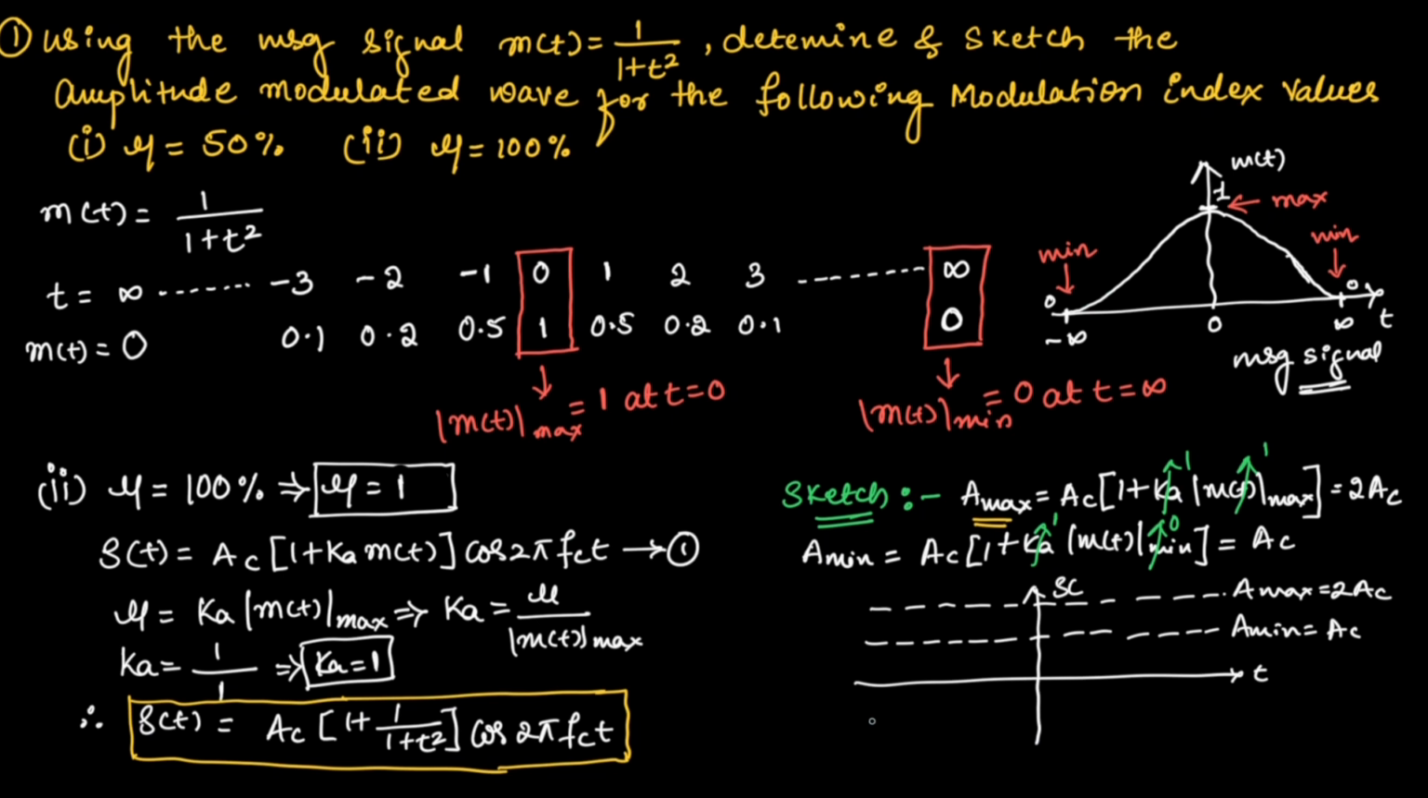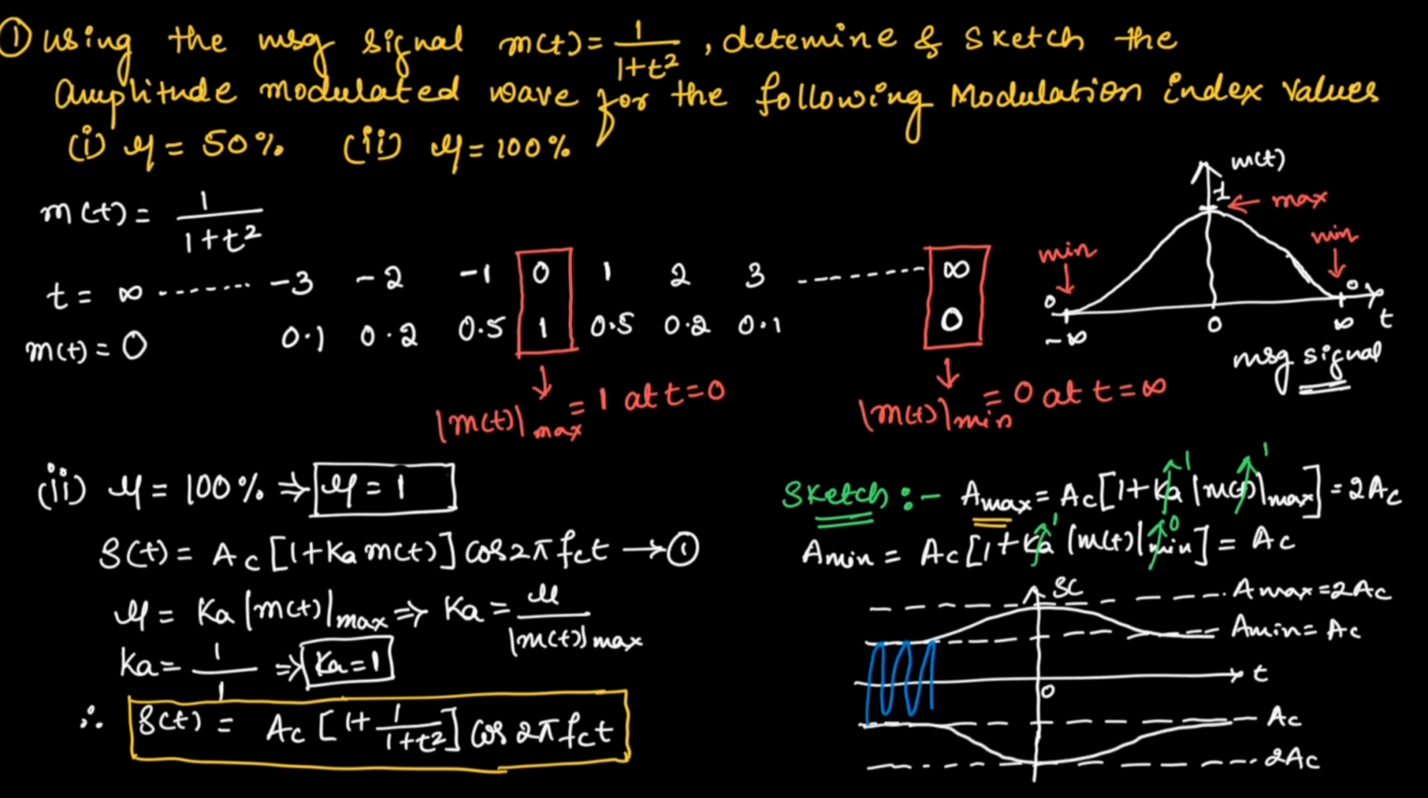Again, in the negative half we can take AC and 2 AC. So the maximum value of the waveform will be at t is equal to 0, minimum value at infinity. So we can write the waveform like this. So we can write the carrier signal, which is AM modulated. So this is the sketch of the amplitude modulated signal for modulation index as 1 and Ka is equal to 1.